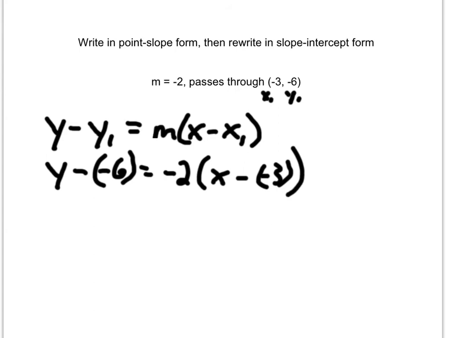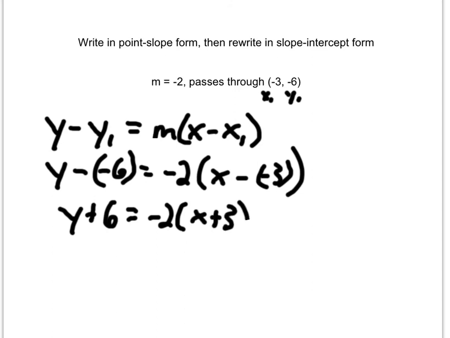Now we don't want to leave it looking sloppy like this, so point slope form we can rewrite. We know that minus a negative is the same as plus a positive, so I'm going to change this to y plus positive 6 equals negative 2 times x plus positive 3. Okay, so this is point slope form.